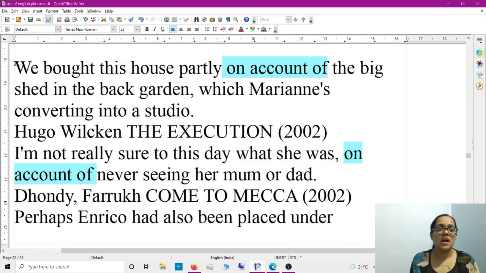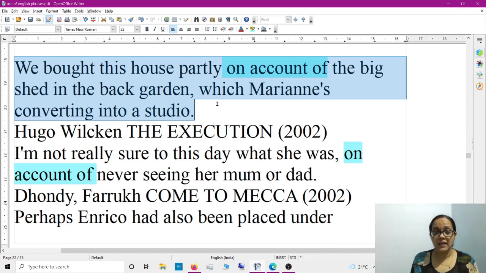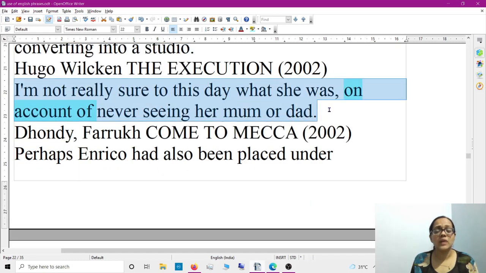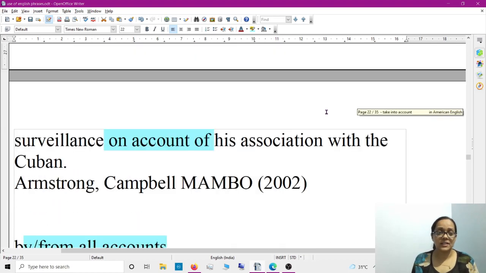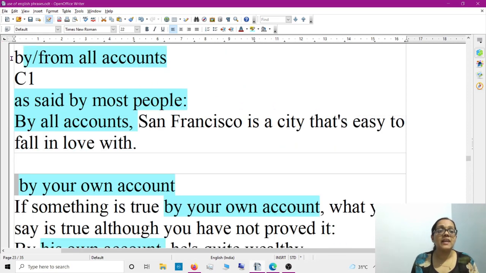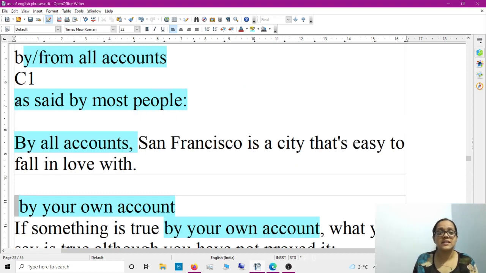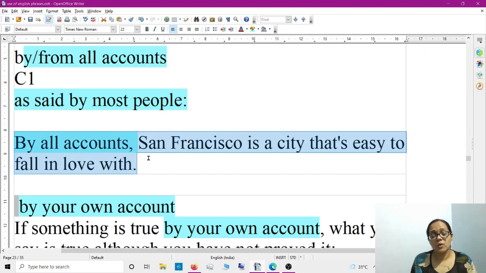Some more sentences: We bought this house partly on account of the big shed in the back garden, which Marian's converting into a studio. I'm not really sure to this day what she was on account of never seeing her mom or dad. Or "by all accounts" means as said by most people. By all accounts, San Francisco is a city that is easy to fall in love with.